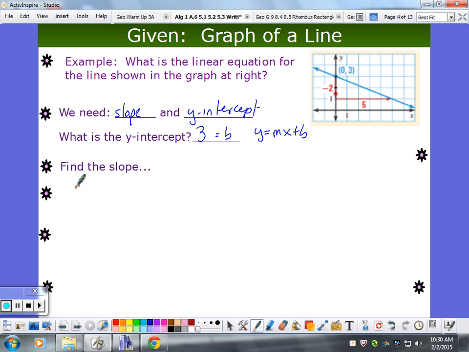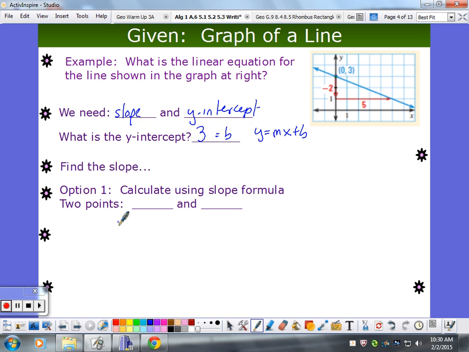We've got a couple of different ways of finding slope. One is to find two different points. So here's one point, (0, 3). And then where is there another point? I see one right here. So what is that one? 1, 2, 3, 4, 5. And so the slope formula is y2 minus y1 over x2 minus x1. So let's see, 3 minus 1 over 0 minus 5. It looks like the slope is -2/5. That's easy enough.